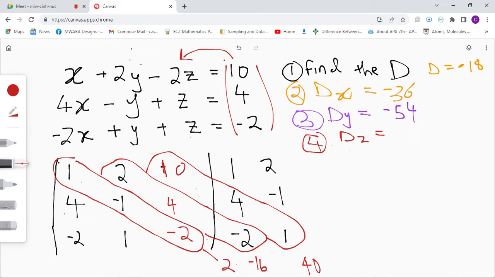Right, we total up our figures below. So we have 2 plus -16 plus 40. So as always, the negative erodes the positive sign. We have 2 minus 16, that's -14. -14 plus 40 gives us +26.